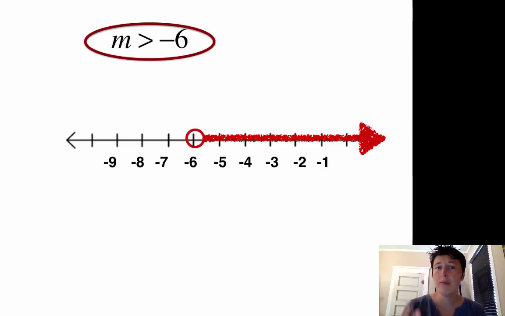Now, if I hadn't flipped the symbol, my graph would have ended up drawing the arrow to the opposite direction. It would have been all the less than values, and it wouldn't have worked. When I actually tested a point, it would not have worked. So it's important that we remember the flip the symbol sign rule. Okay, so your turn, you try.